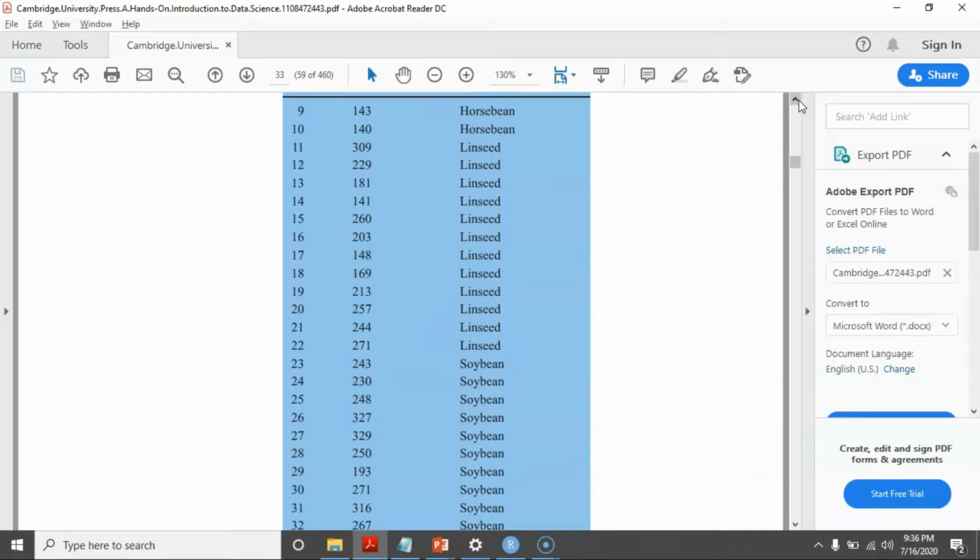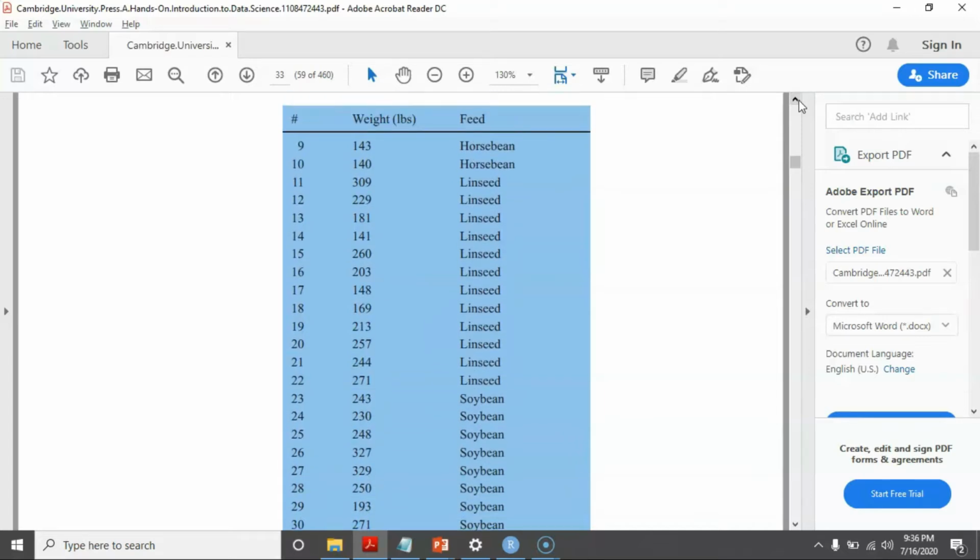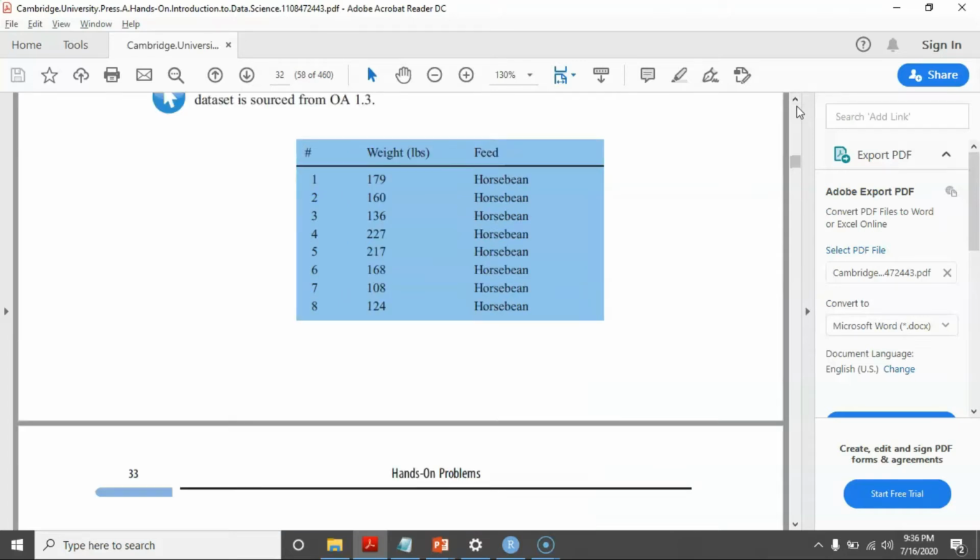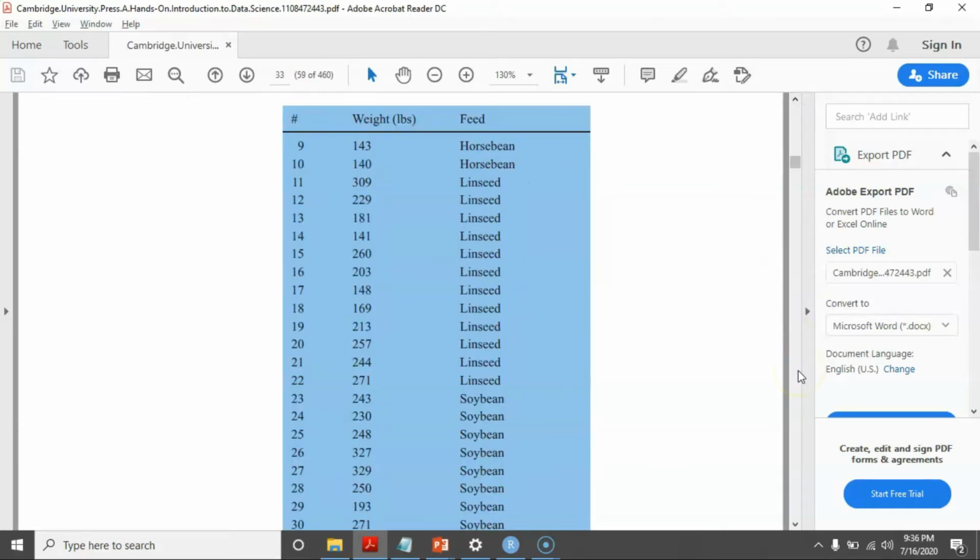Linseed, horse bean, and so on. Roughly there are 6 types of feed given here, and there is a corresponding weight given in the weight column. Okay, so there are two attributes of importance. Number one, weights, and number two, feed.